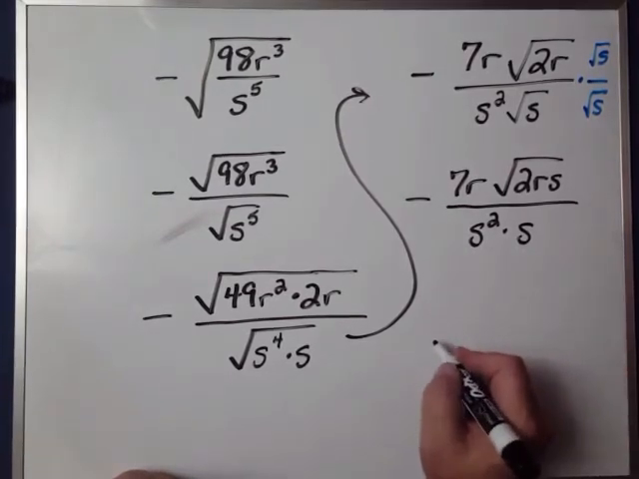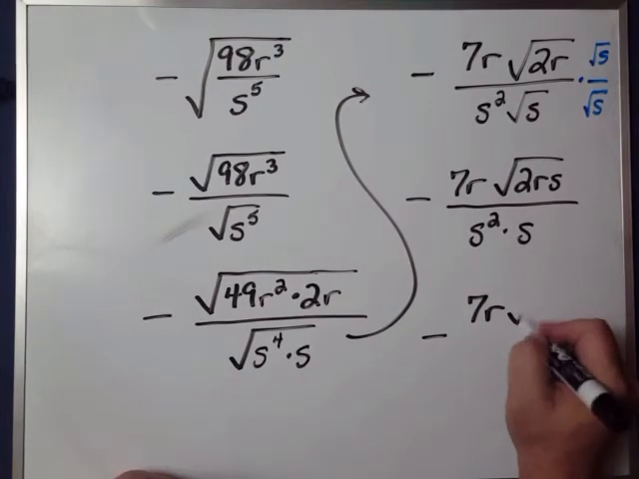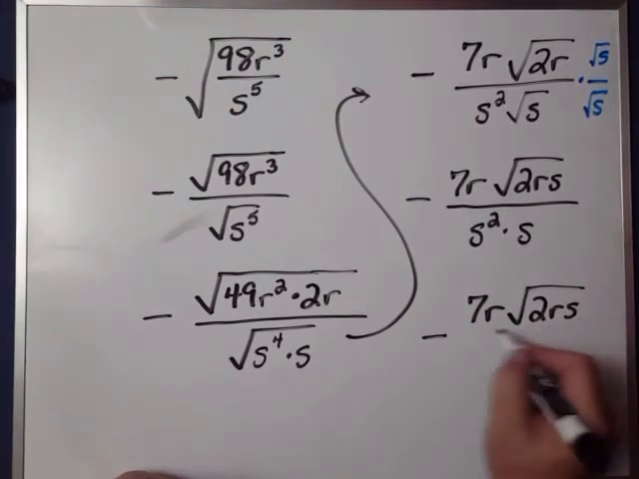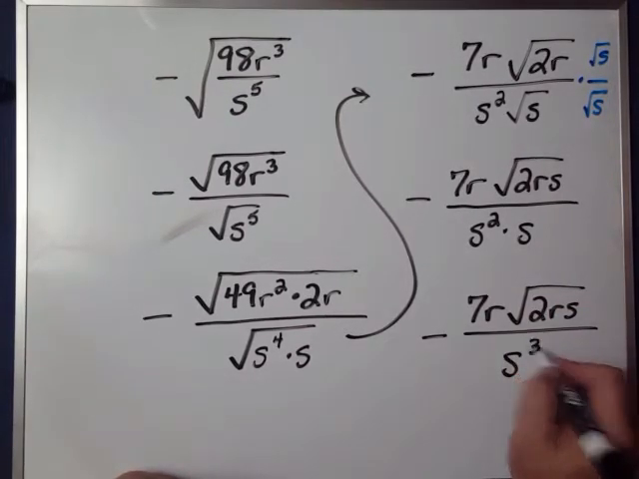So finish this off by cleaning up this denominator. We've got our negative, our 7r, square root of 2rs, and in the bottom, s squared times s is s cubed.